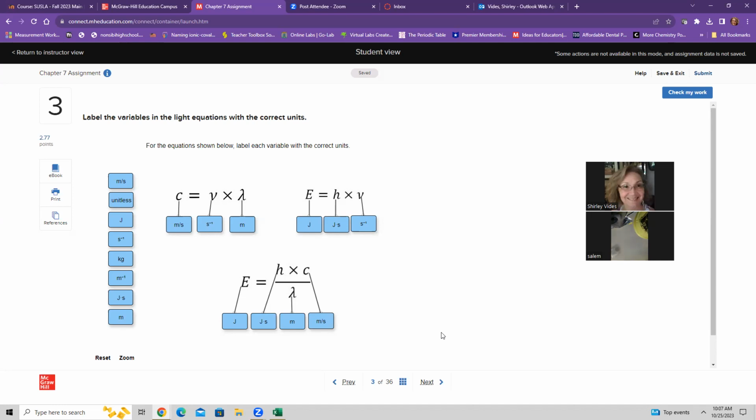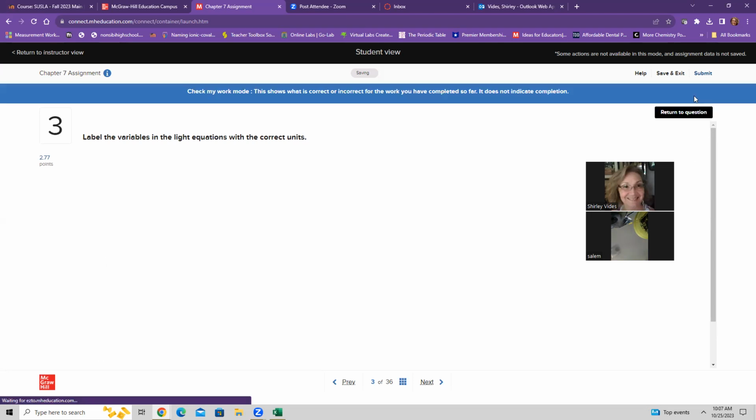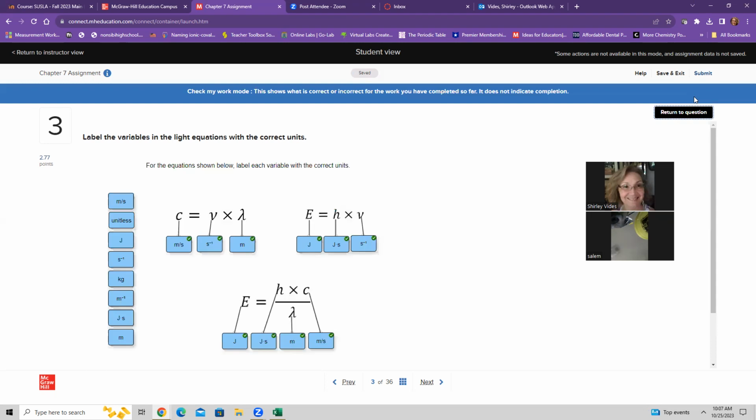Okay, remember these units because that might be something to take a picture of. We'll make sure they're right.